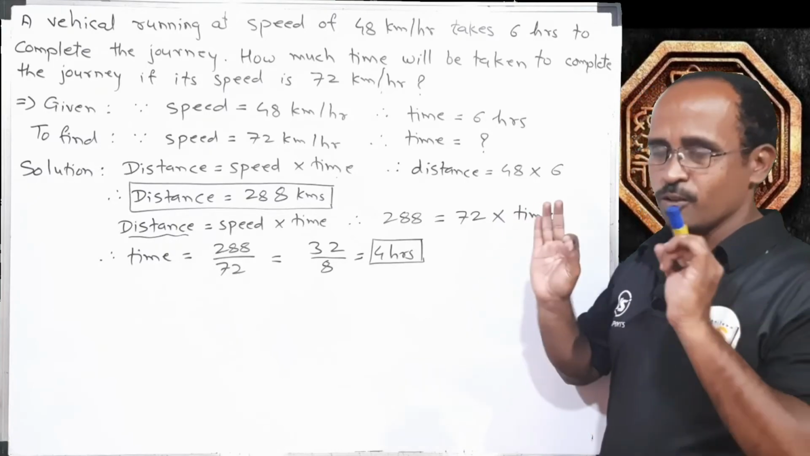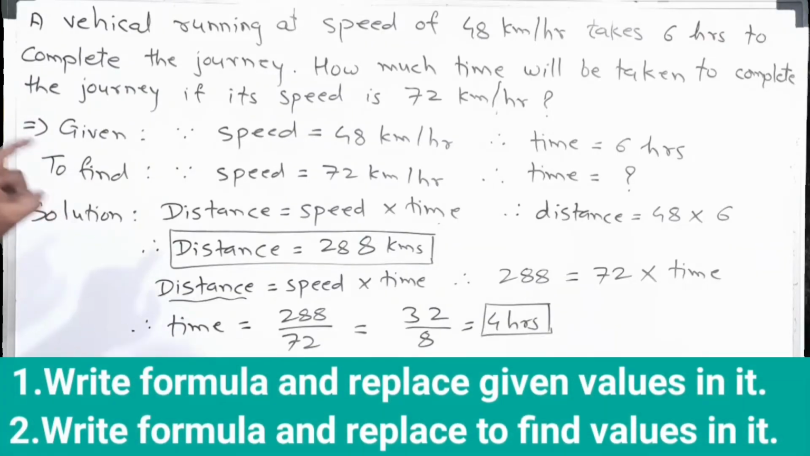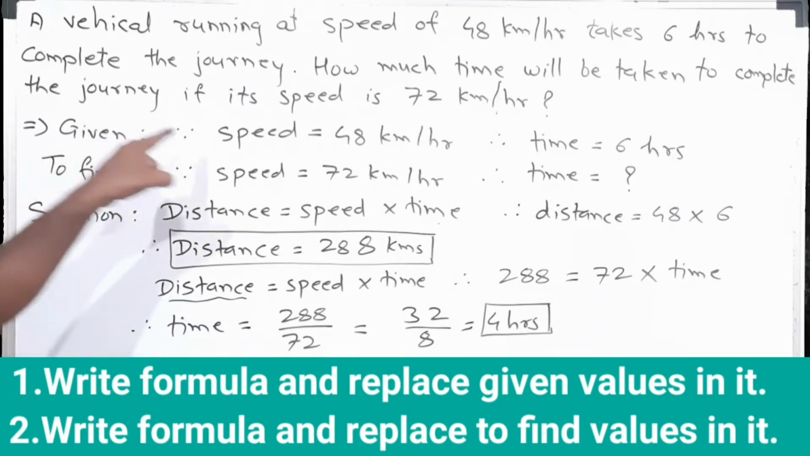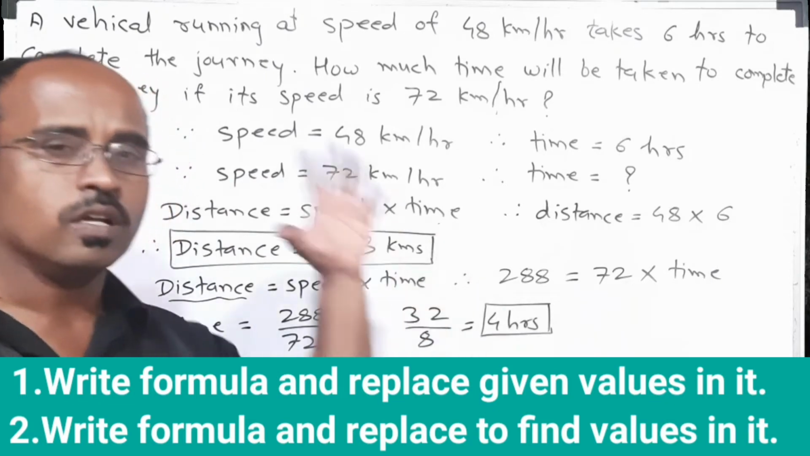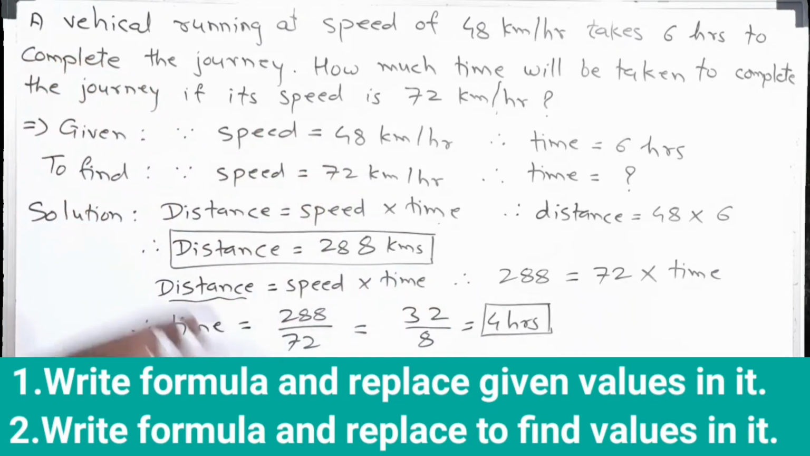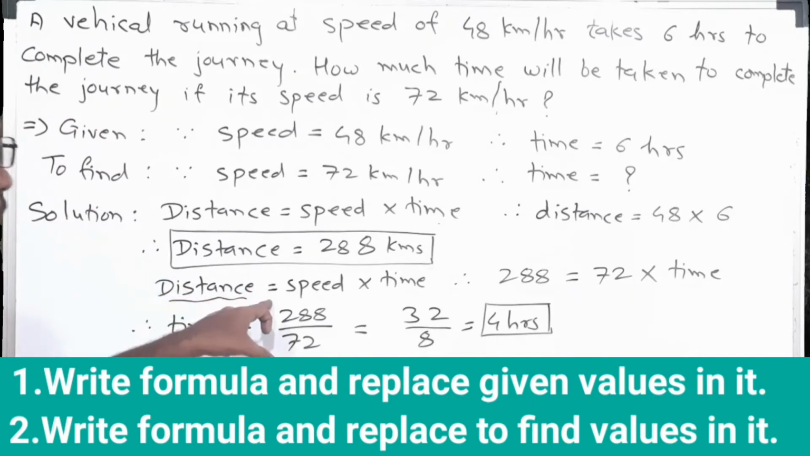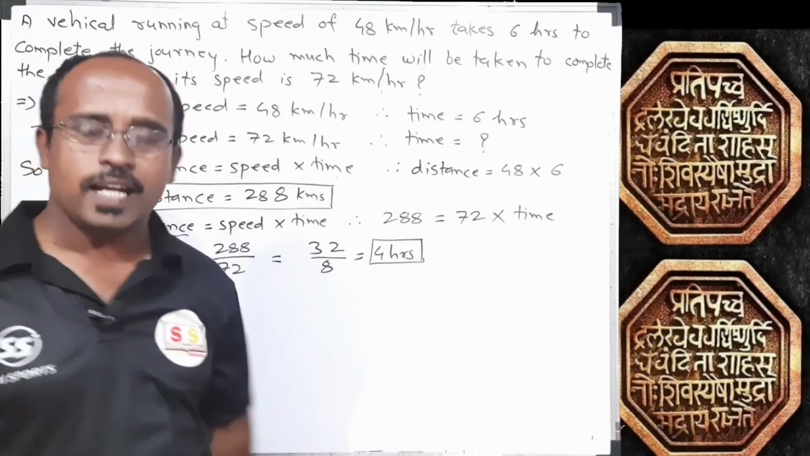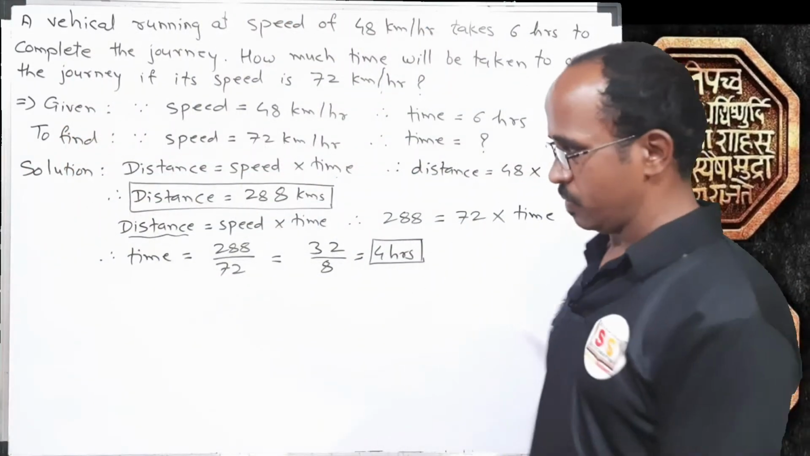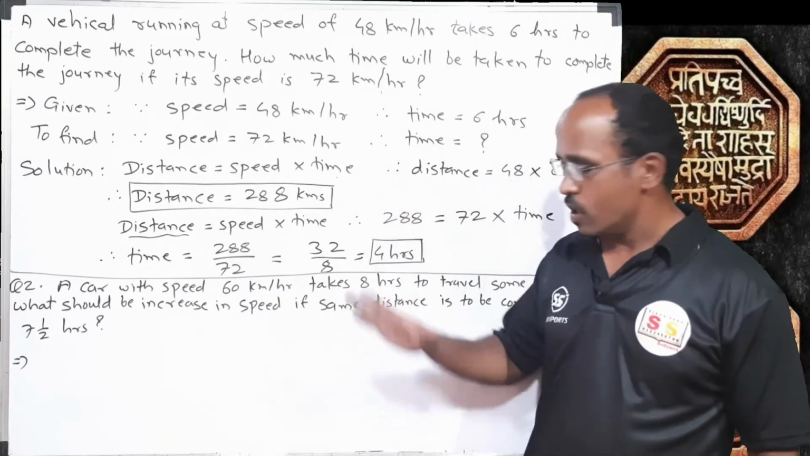Clear? So I hope you got it, students. The idea is: write the formula, replace given values in the formula to find the missing value. Then by using that newly found value, once again write the formula and replace to find values. Let us clear it with one more example. The next example is from practice set 7.3, question number 4.